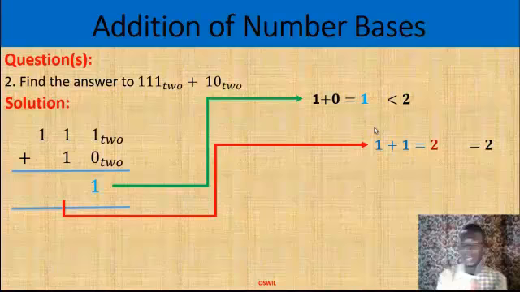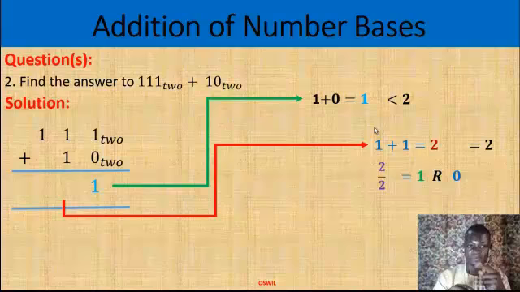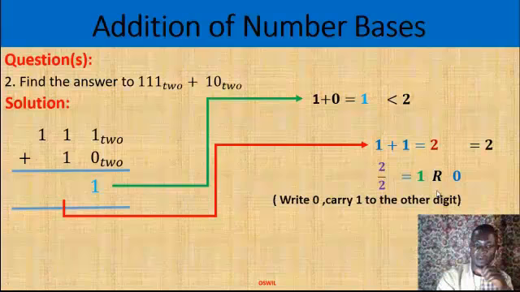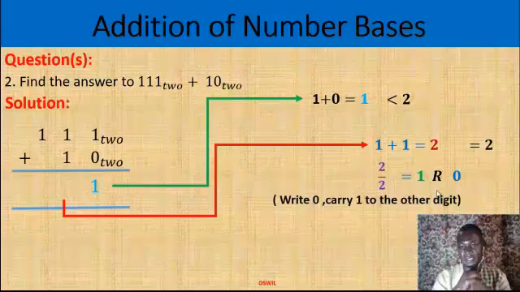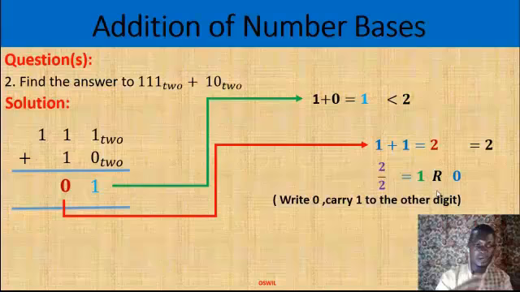And when they are equal, per the rule or per the steps or procedures governing this, we must divide. So we divide our answer, which is 2, by the base, which is also 2. And our answer would be 1 remainder 0. As I already said in the first question, we write the remainder and we carry the quotient. So we write 0 and carry 1 to the next digit. We have our 0 as you see on the screen, and we carry the 1.